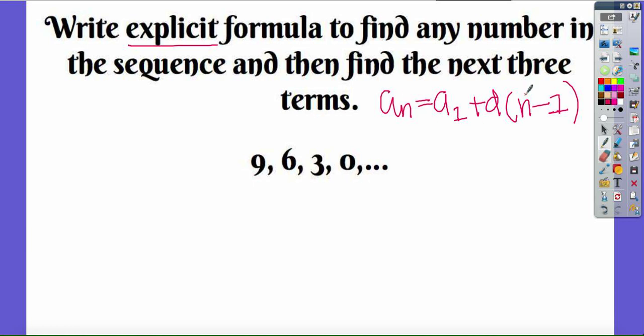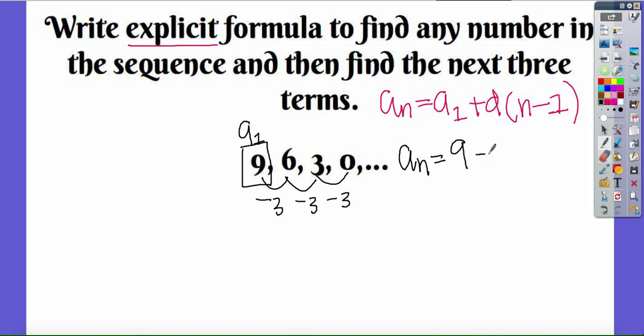So if I wanted to use the explicit formula for this new pattern, I first have to see that these are going down by 3, so minus 3 each time. And I know that my first term, a sub 1, is 9. So my explicit formula would be a sub n equals 9 minus 3 times n minus 1. So this is the formula that lets me find any term in the entire sequence.